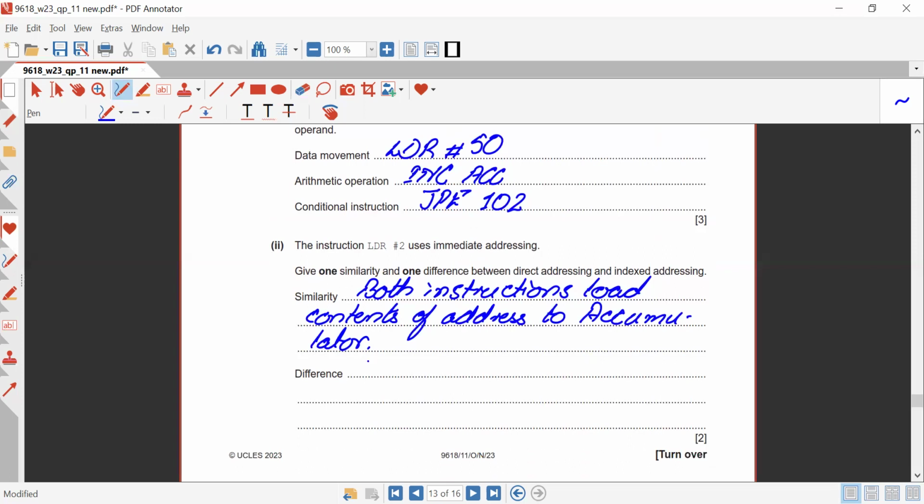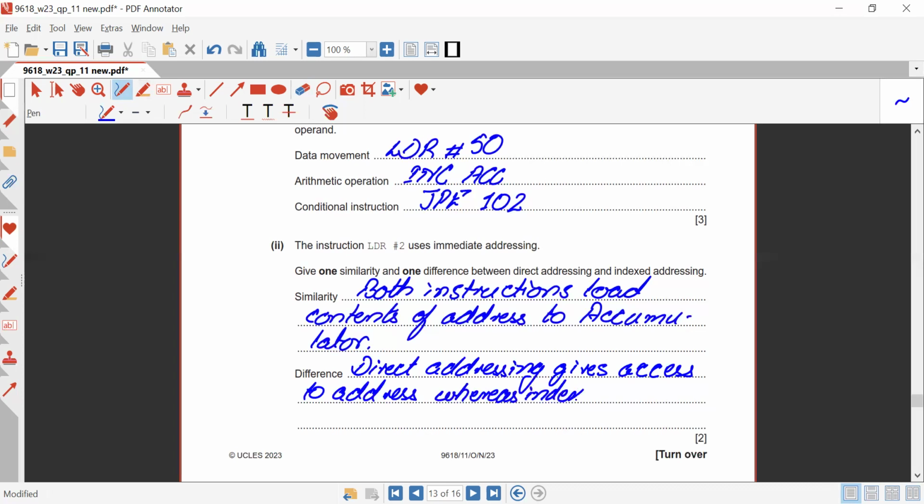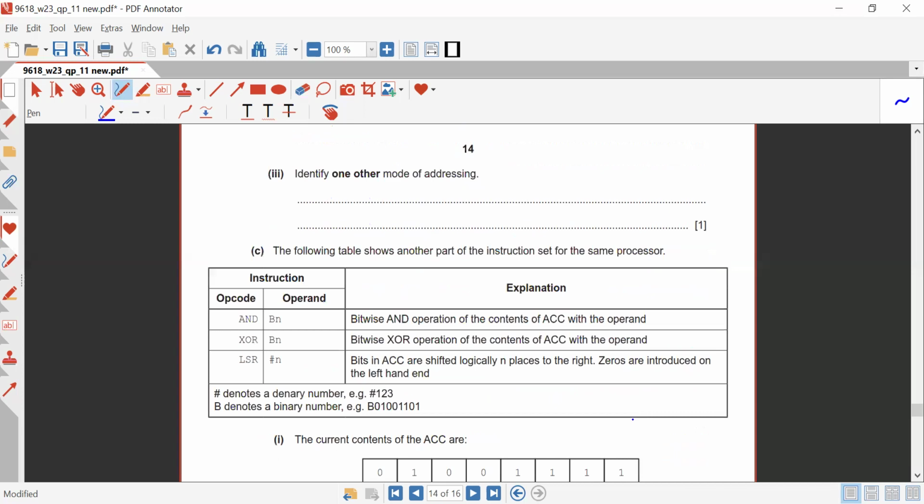Difference: direct addressing gives access to the address, whereas indexed addressing forms a new address. So we could write it over here.